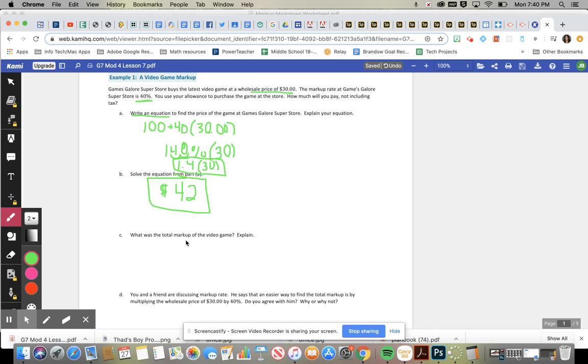What was the total markup of the video game? Well, it sold for $42. And how much did they pay for it? $30. So to figure out how many dollars they marked it up, I have to subtract those two. 42 minus 30 would be $12. So the total markup, the amount of money that they had to mark that game up, was $12.